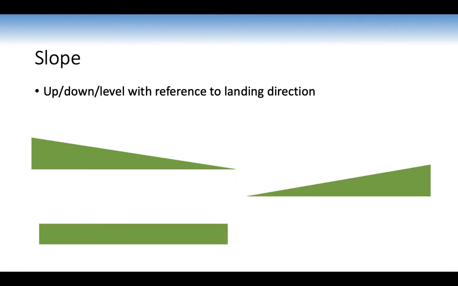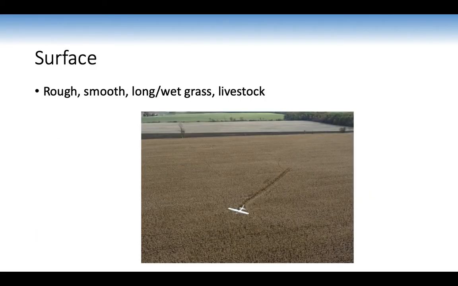Slope: up, down, or level with reference to landing direction. From our circuit brief, we want to land upslope. However, there are a few illusions with landing upslope in terms of flaring too early or too late. So make sure you choose a level field. It can be quite tricky to judge, but water flows downhill, so you can judge the slope using that. But yeah, aim to land on a level field, as we're used to landing on runways.